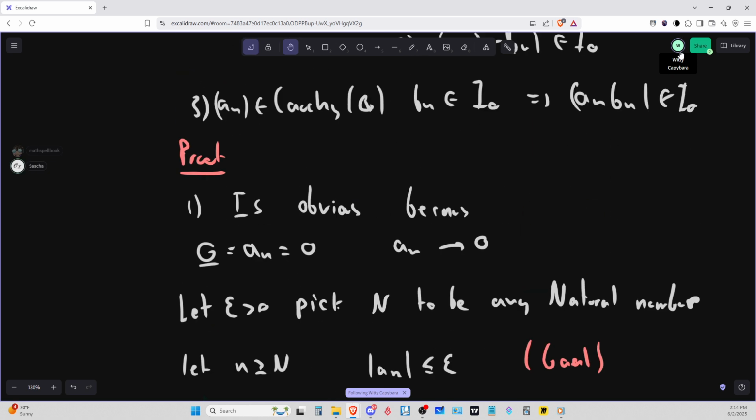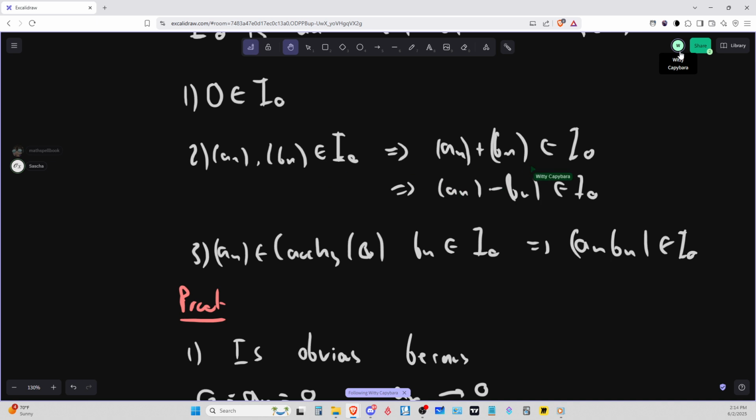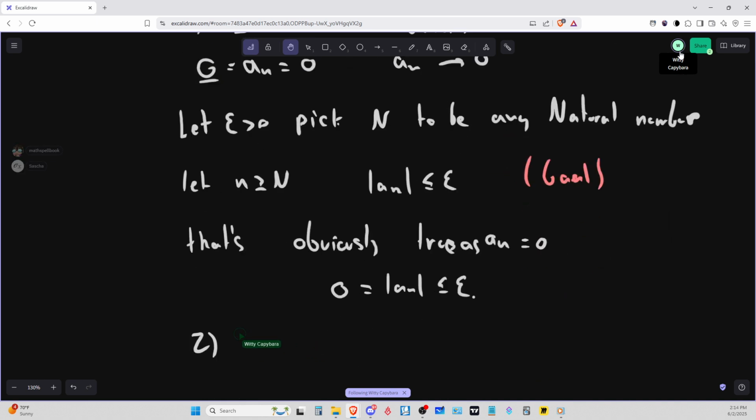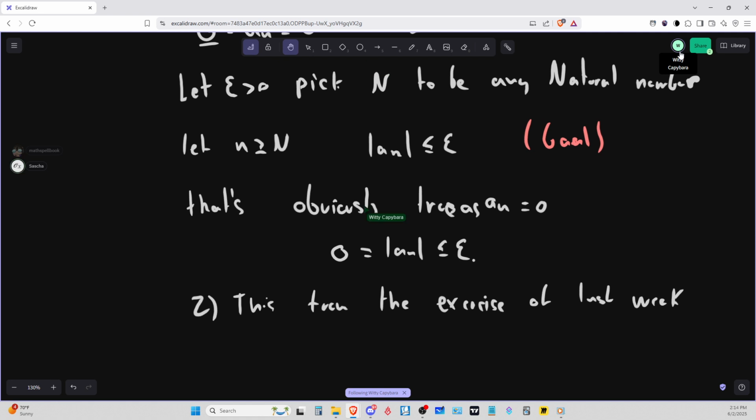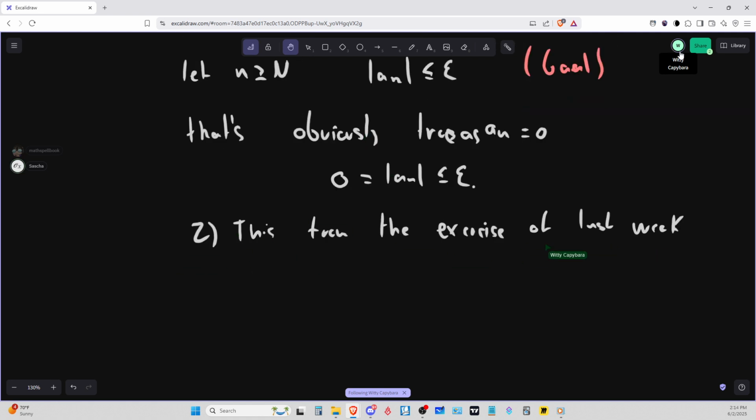And the second part followed from the exercise from last week. In last week's exercise, I gave a few properties of convergent sequences, which is that if you have two convergent sequences and you add them up, you still get a convergent sequence, and the point where they converge is the sum.